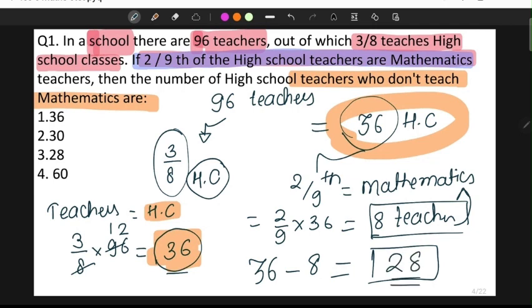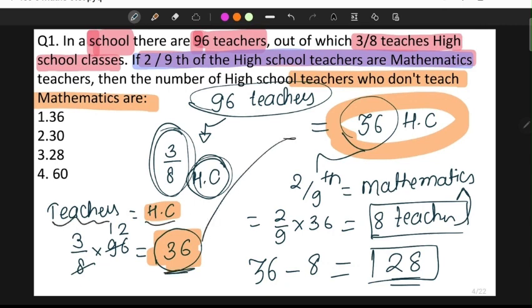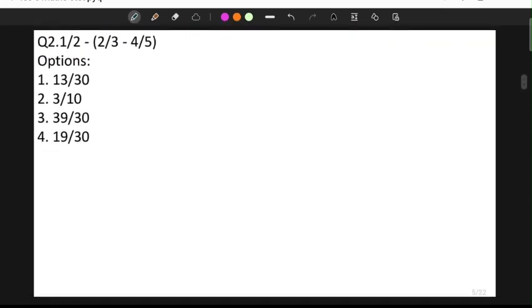I hope you have got the question. So there were a total of 96 teachers, out of which 36 were teaching the higher classes. In this 36, 2/9 of the teachers were teaching mathematics. We found out here that 8 teachers were teaching mathematics. So out of this 36 teachers, if we subtract the 8 teachers who were teaching mathematics, we get the teachers who are not teaching mathematics, that is equal to 28. Okay, so do not get confused. Moving on to the next question now.